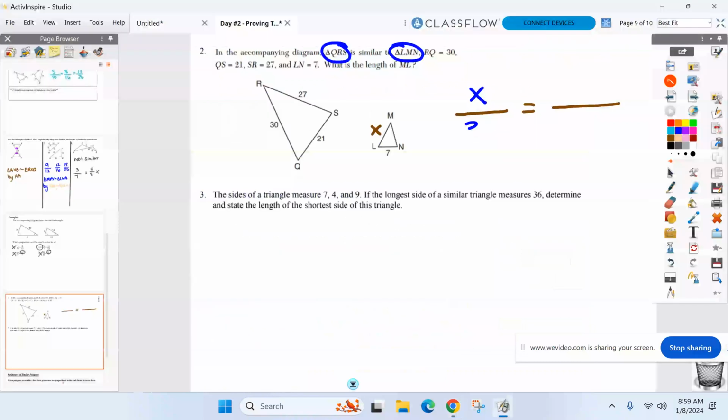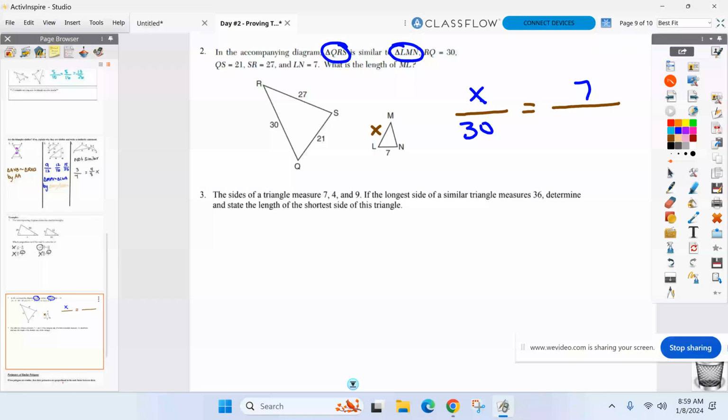I look at RQ. It's got a length of 30, so I know X and 30 match up. Now some of you may do this instead: X matches up with 30. Fine. There's multiple ways to write this proportion. So everyone see how I started with side X? Now I've got to start with another side from the same triangle, which is the only one I know, 7.